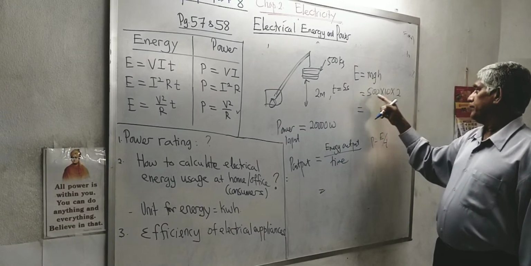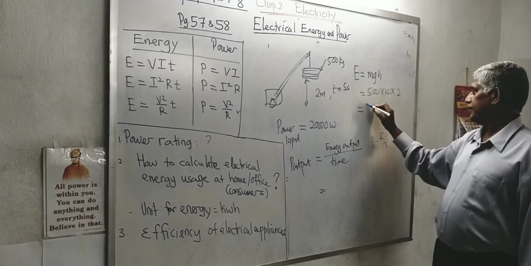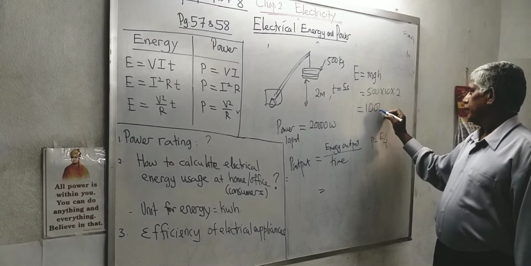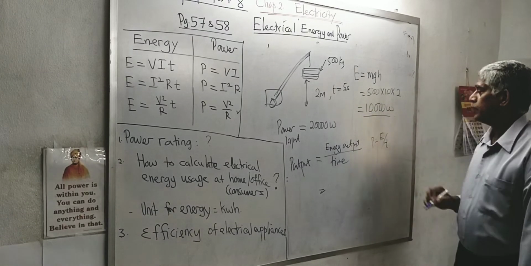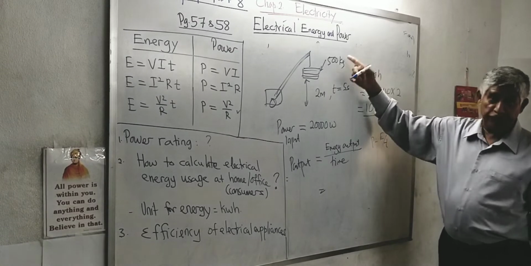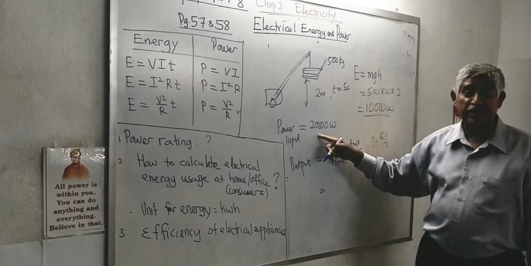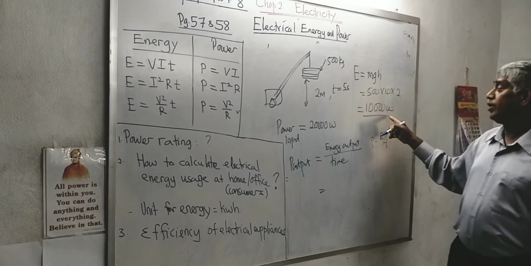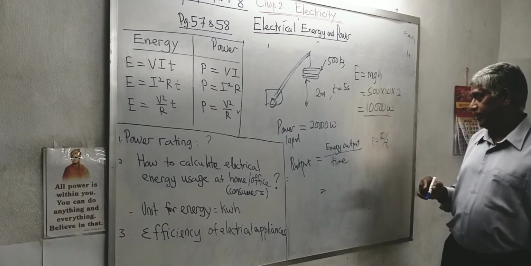Okay, so here 1000 times 10 is 10,000. So this is the power output. The crane is doing the job, but the crane is taking in 20,000 watt. It's only doing 1000 watt here.